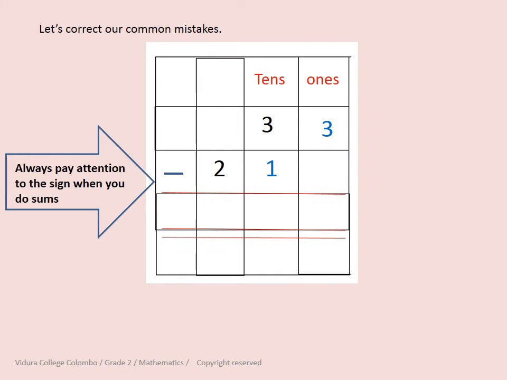So 21, 1 should be under 1's column, and then 2 should be under 10's column. Now we have corrected our mistakes. Now let's try to work out our sum. 3 take away 1, 2, and then we are moving to tens column. 3 take away 2 is 1. So 33 minus 21, the answer is 12. And always pay attention to the sign when you do sums.